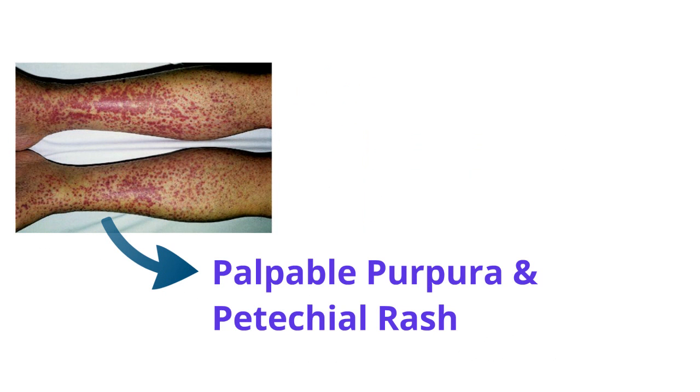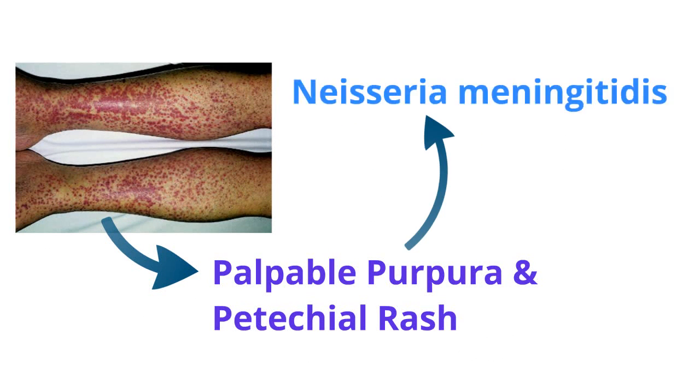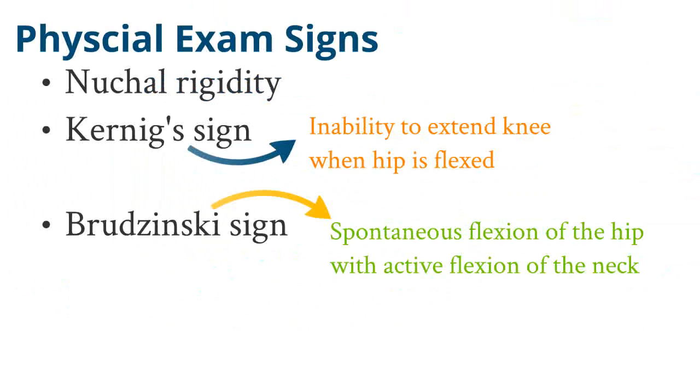Here's an interesting physical exam finding associated with meningitis. It's called palpable purpura and a petechial rash. These findings are commonly associated with Neisseria meningitis, but note that these are very nonspecific findings. Other physical exam findings include nuchal rigidity, which again is neck tenderness and neck stiffness.